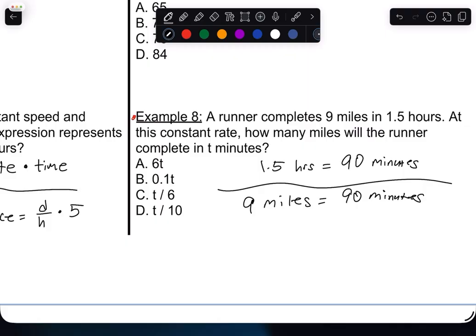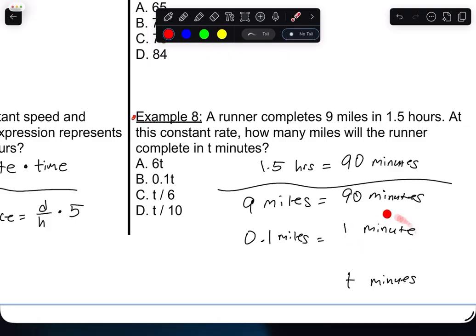Now, we want to figure out the T amount of minutes. So I'm going to say T amount of minutes. Don't know what that is. We're going to figure it out in a second. Well, let's figure out how many miles are in 1 minute. How far did we travel in 1 minute? Not very far, probably. So let's do 9 divided by 90. So in 1 minute, we traveled 0.1 miles. Sure, good progress.